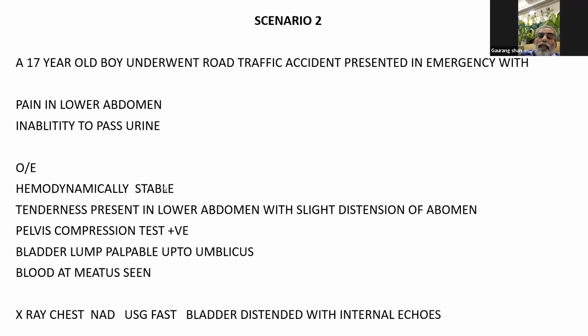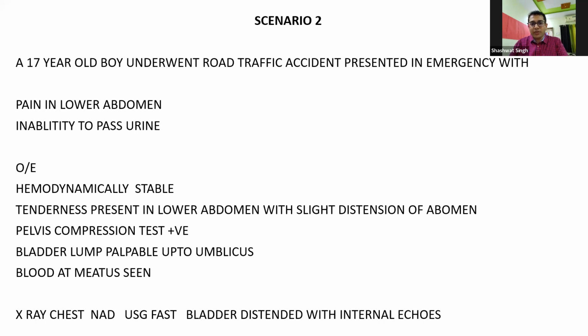So in this case, what would you like to do? He is otherwise fine. All ABCs, his CT scan, everything is normal. He has got only pelvic injury. Shashwat. Yes, sir. Sir, in this situation, we may attempt one gentle attempt at catheterization. And if it fails, we would like to put an SPC.